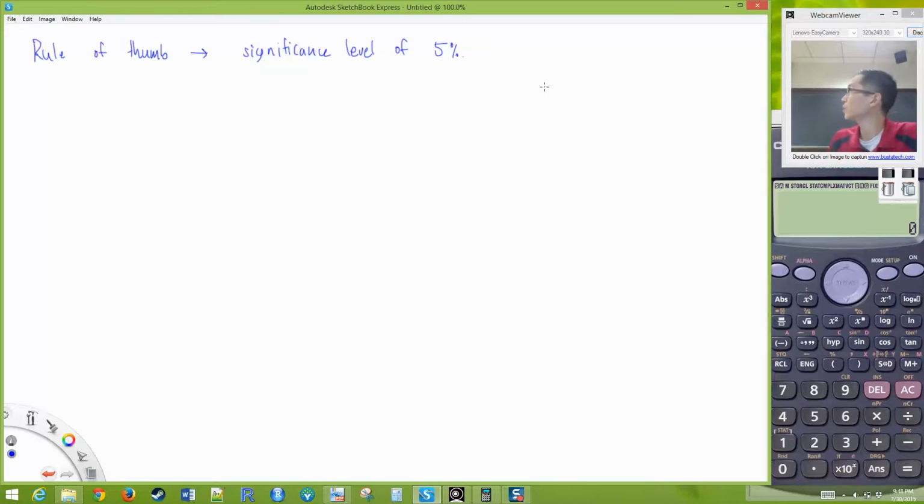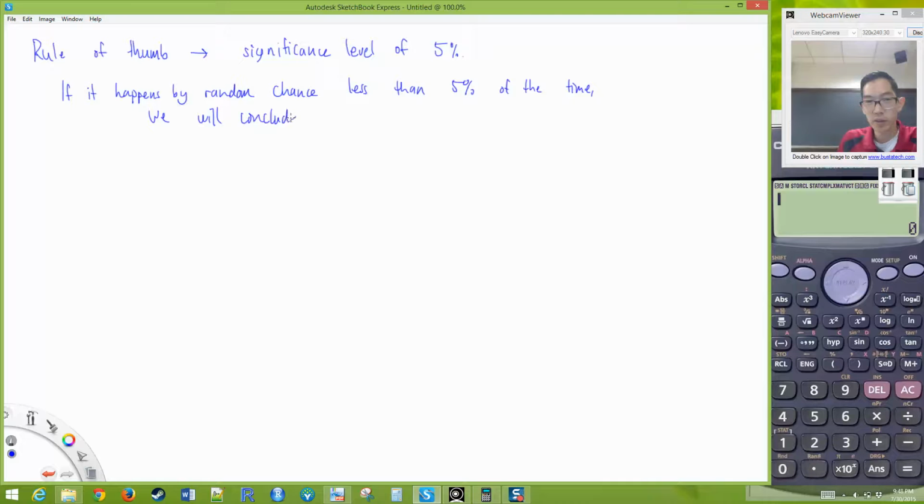And what we say is that if it happens by random chance less than 5% of the time, we will conclude that the null hypothesis is wrong.